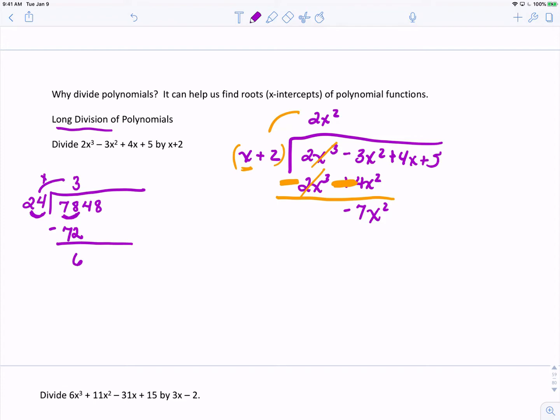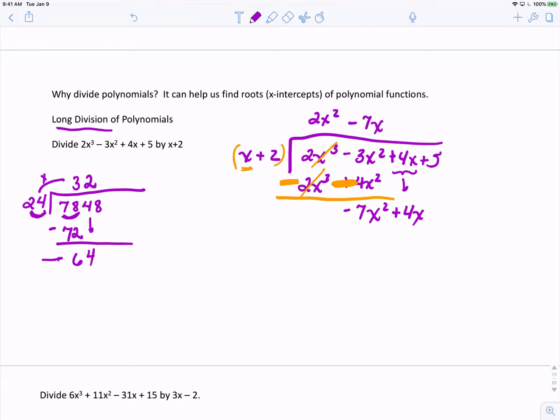Now you might remember what happened next. We would bring down the 4. Well, the same thing we're going to do here. We're going to bring down the next term, which is 4x, and then you might remember the whole thing starts again. What would I multiply 24 by to get very close to 64? And then you would put the next guess up here, maybe 2. And then you would multiply, subtract, bring down the next term. Multiply, subtract, bring down the next term. Exactly what we're going to do here. So what would I multiply x by to get 7x squared? Well, we would multiply it by negative 7x.